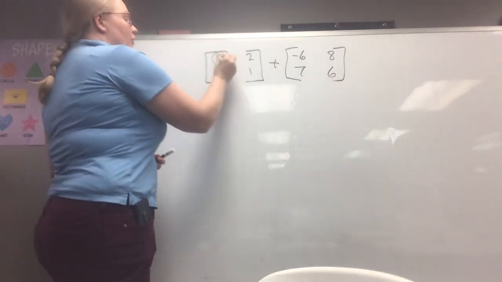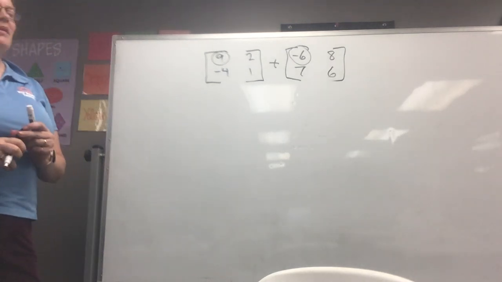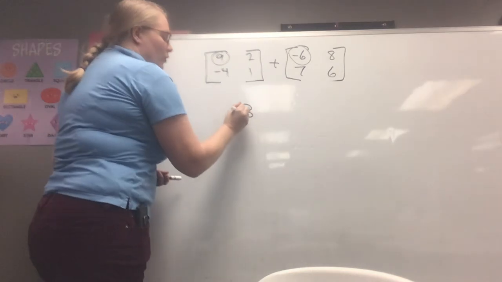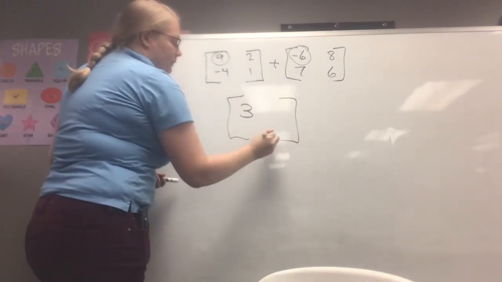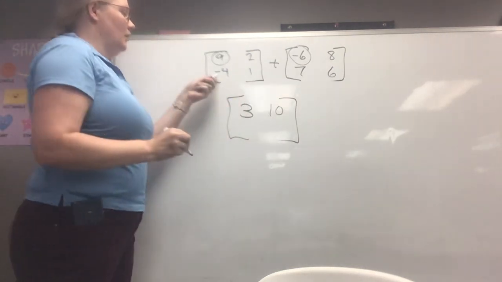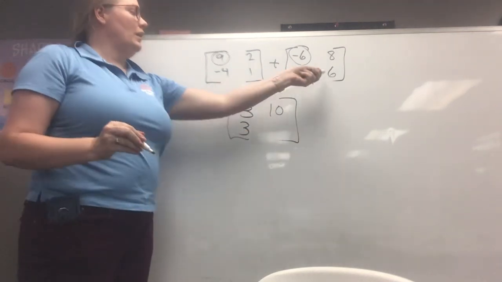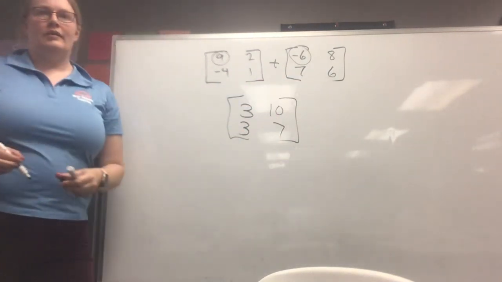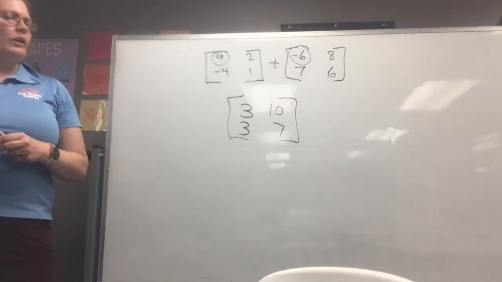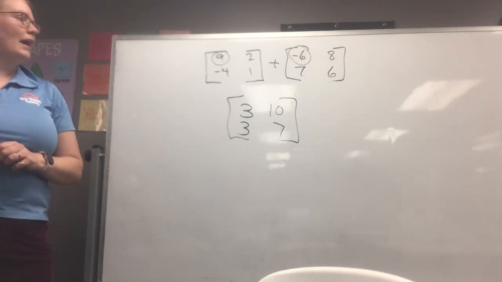And so we take our first element and our first element, those corresponding pieces, 9 plus negative 6, or 9 minus 6, is 3. 2 plus 8, 10, negative 4 and 7 is 3, 1 and 6 is 7. I believe we are going to be doing matrices in the future. I've taught it the past few times. We haven't done it yet with this class.